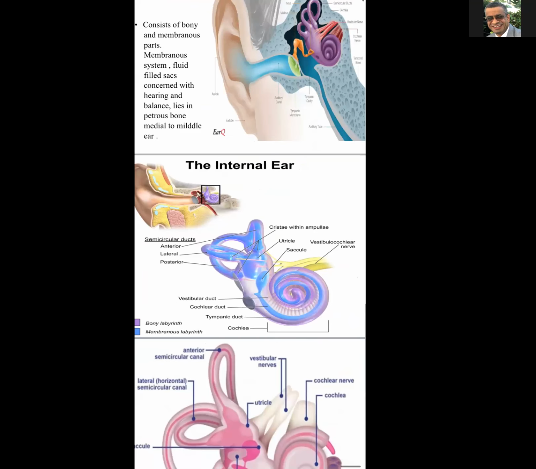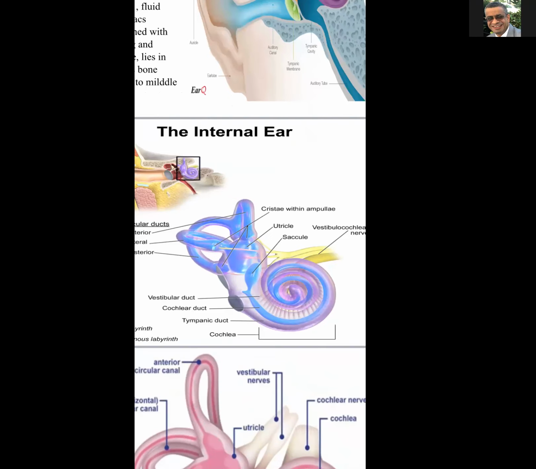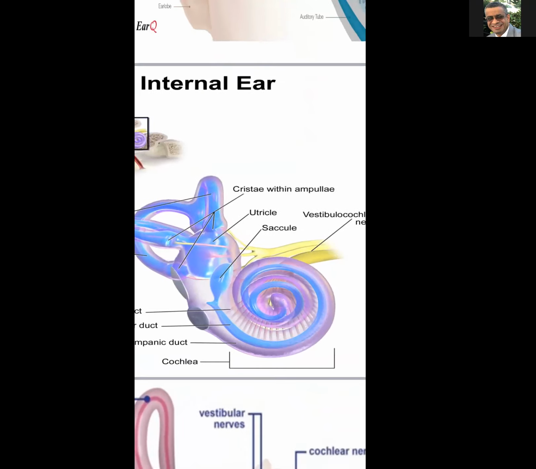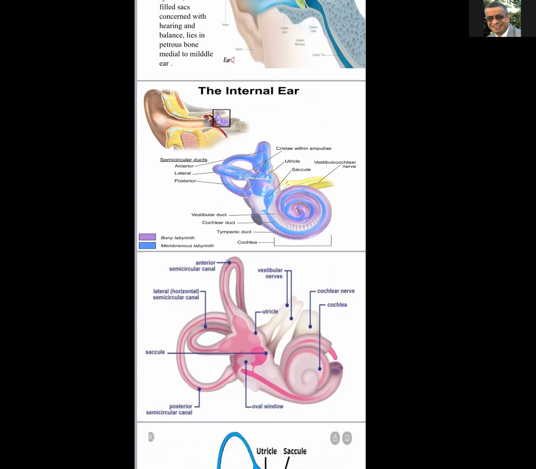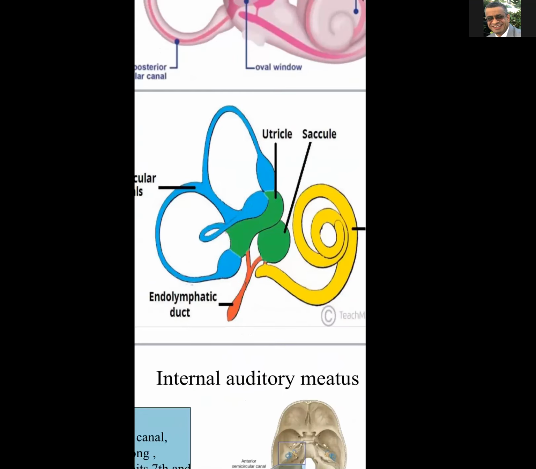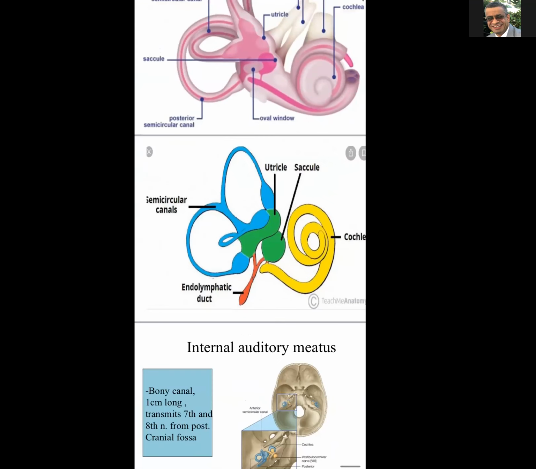We have three semicircular ducts: anterior, lateral, and posterior. We have the cochlear duct, the vestibular duct, and the tympanic duct. This is the cochlea, and the utricle and saccule. This is another picture of the inner ear. This picture shows only the membranous part of the inner ear: the three semicircular canals, the utricle, saccule, the cochlea, and the endolymphatic duct.